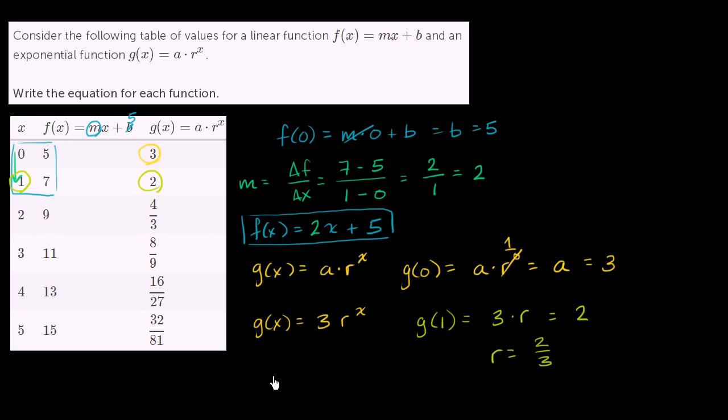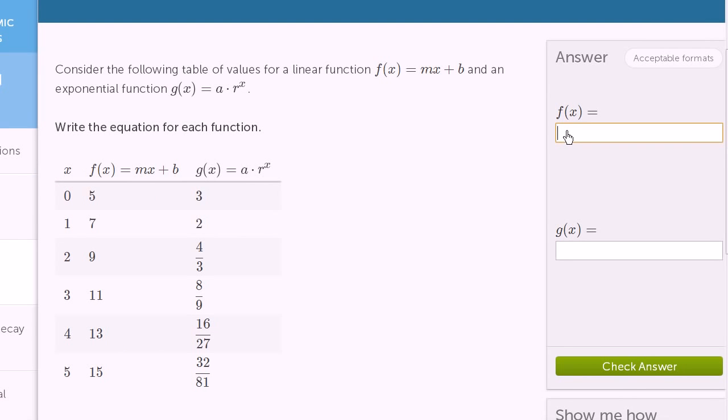g of x is equal to 3 times 2/3 to the x power. You could write it that way, any which way. So 3 times 2/3 to the x power, and f of x is 2x plus 5. So let's actually just type that in. f of x is 2x plus 5. And we can verify that that's the expression that we want.